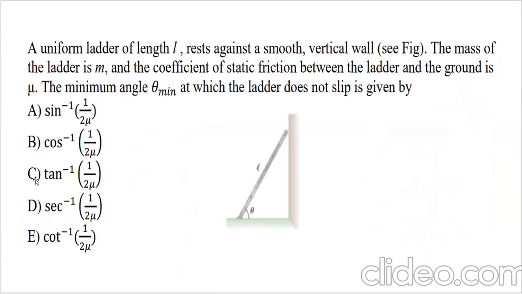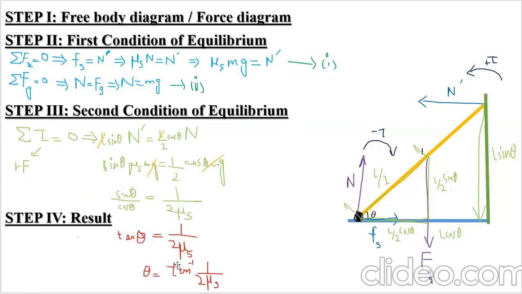So here the right option is option C. This is our right option, which you have seen when we solved this numerical. So this is your right option. Theta is equal to tan inverse 1 over 2 mu s.